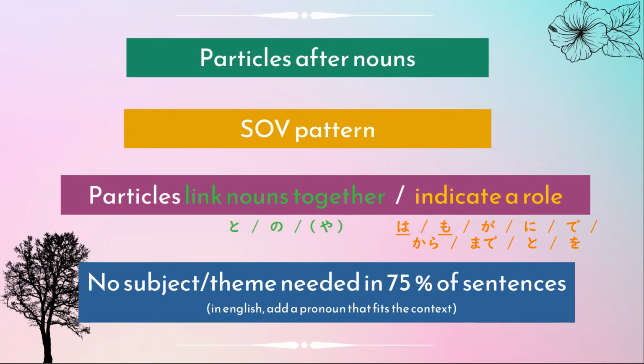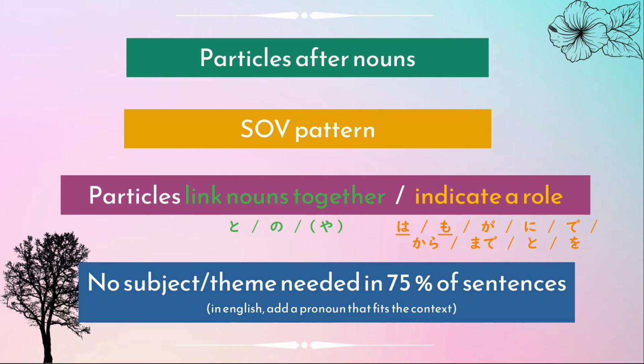So before even starting the exercises, you should know all these rules after watching the videos. The SOV pattern, which means that you have first the subject, then the object, then the verb. The verb is always at the end of sentences. Then, no subject or theme is needed in about 75% of sentences, so when you translate into English, you have to add a pronoun that fits the context.